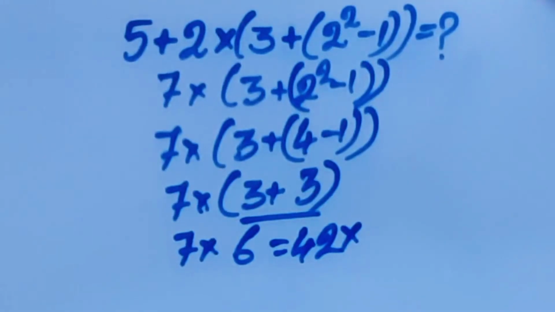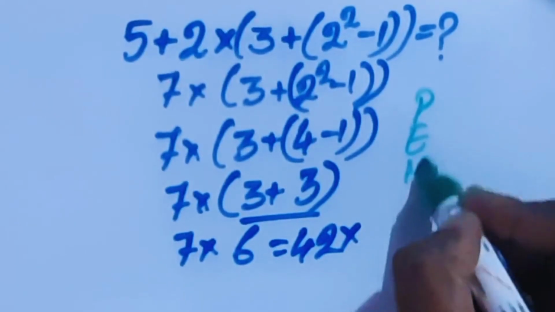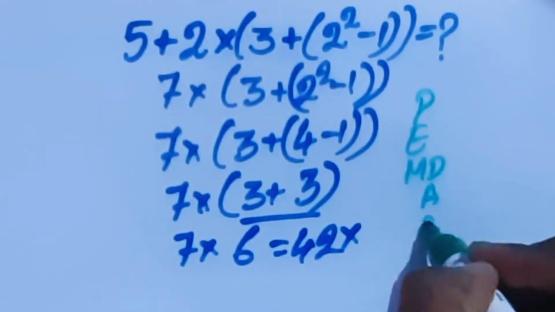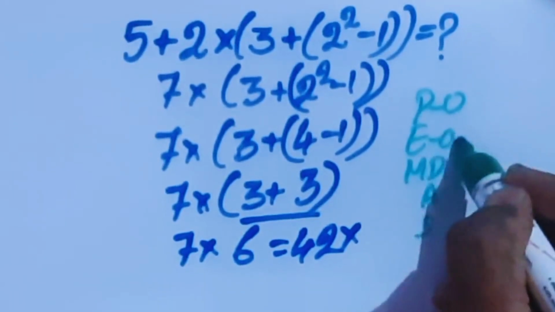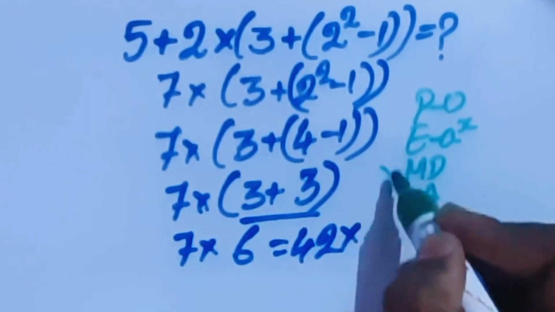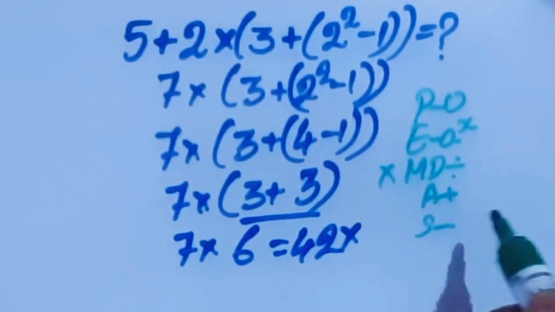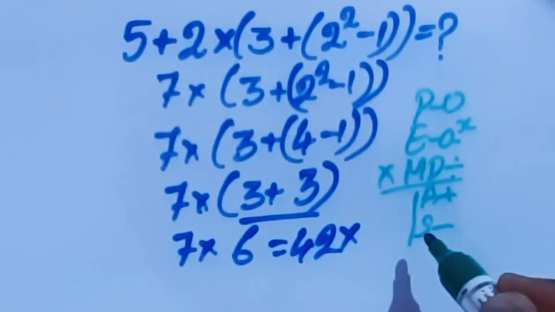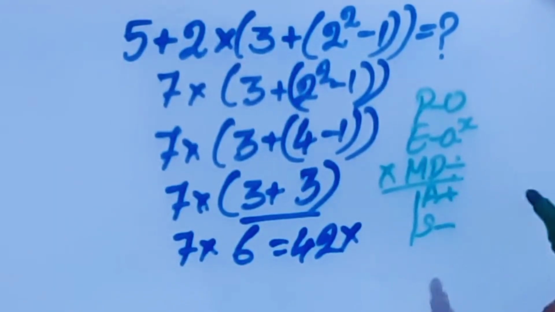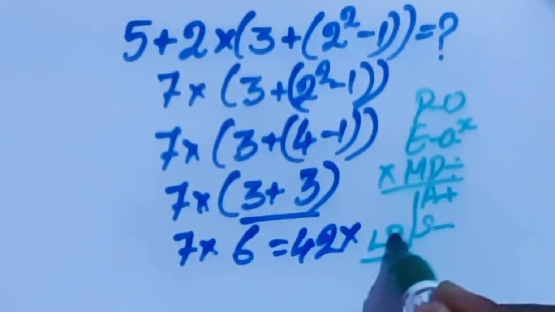As per the order of operations, this 42 is the wrong answer. Here we are going to introduce the PEMDAS rule from order of operations. B is bracket, higher priority than other operations. This is exponent. M stands for multiplication, D stands for division, A stands for addition, S stands for subtraction. Here multiplication and division are equal priority. Also addition and subtraction are equal priority. For equal priority, we are going to introduce another rule called left to right.